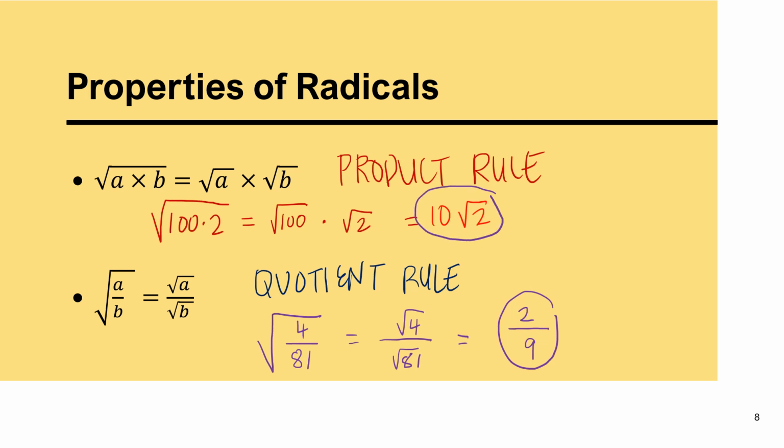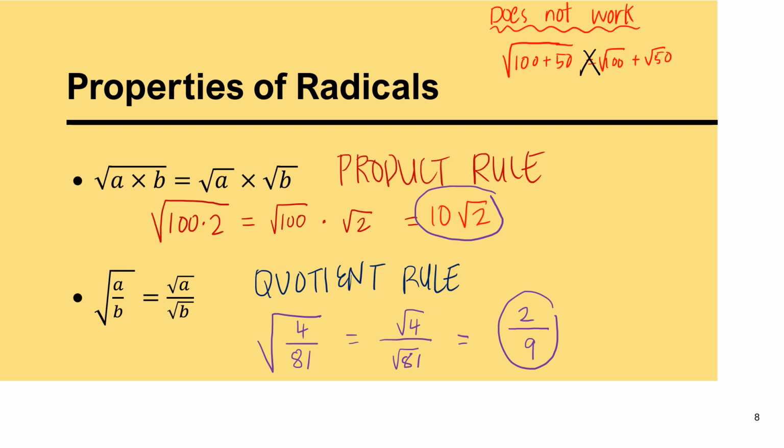All right, so product rule and quotient rule, very useful. Now, two properties that you will not see. This does not work, but it's a common mistake, so I want to point it out to you. What I'm about to show you does not hold. This is not a property of radicals. You can't take something like square root of 100 plus 50 and separate that into square root of 100 plus square root of 50. That does not work. And same with subtraction. So this is not equal.